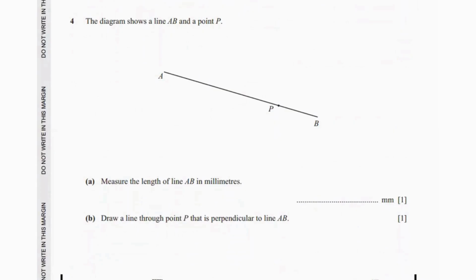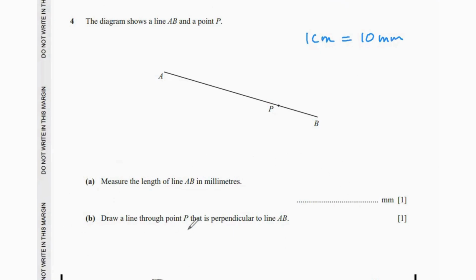The diagram shows a line AB and a point B. Measure the length of line AB in millimeters. So what you will do is, using a ruler, you will measure the line AB. 1 centimeter equals 10 millimeters. So once you have the measurement of the line, you will times it by 10, and that would give you the distance that they want.